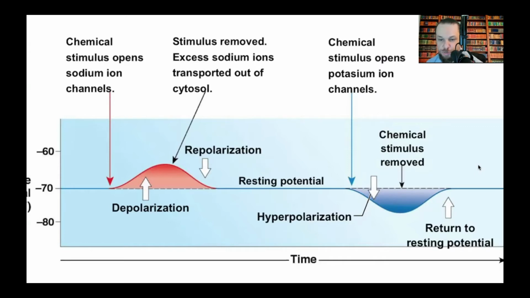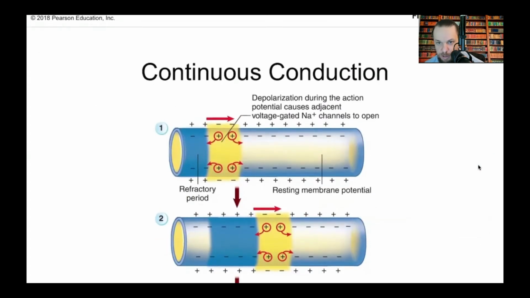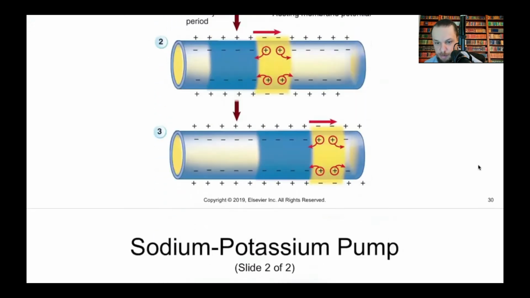Hyperpolarize means that potassium is still leaving, right? It's leaving in excess until it returns back to its resting potential. Usually potassium wants to reach its equilibrium potential, but the channels close before it reaches that point, right? And what you want to remember, depolarization is mainly sodium, repolarization mainly potassium. Those are the major cations involved there, right? This is the propagation, the continuous conduction, how it travels from patch to patch, right?